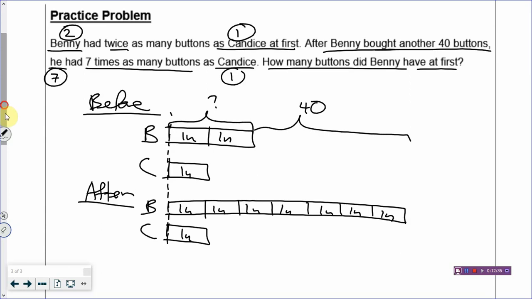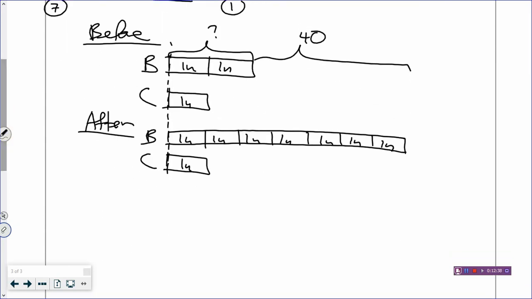Now you can see my model is not really perfect because my 2 units on top is not really perfect. You can see the drawing is not quite accurate. So what do you do? Never look at the model with your eyes and then say, oh, Benny has 4 units more, right? 1, 2, 3, 4, using your eyes to see. 4 units more is 40, which is wrong, right? So try not to use your eyes to look this way.